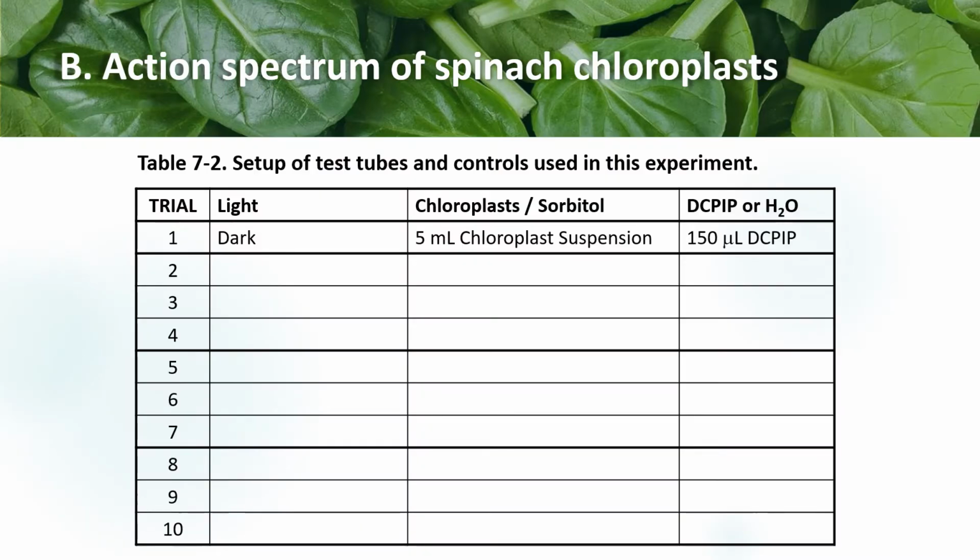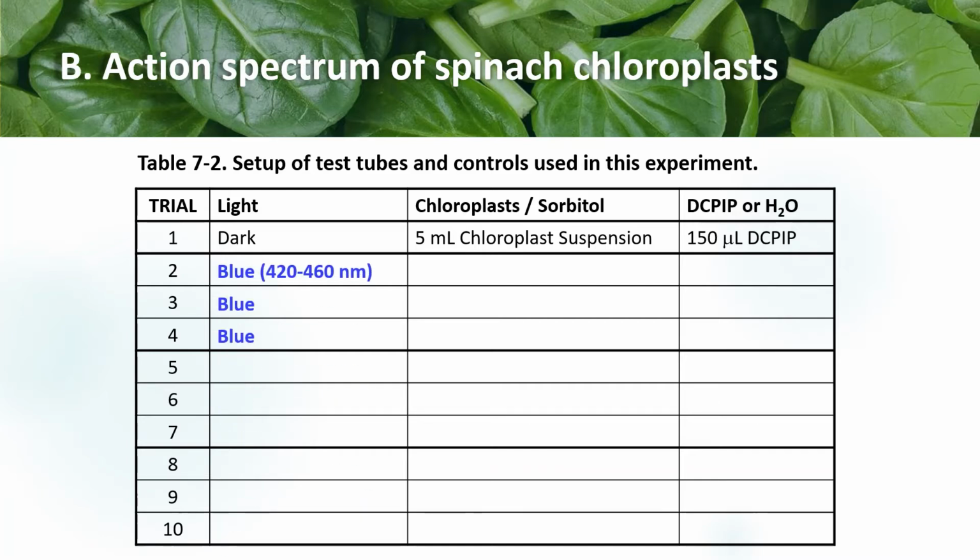So here's our experimental setup. We're going to have 10 test tubes. The very first one is going to be a control. There's going to be no light on it, so we want to see that photosynthesis does not occur when we put our test tube in the dark. So this is going to have 5 milliliters of chloroplast suspension and 150 microliters of our reagent DCPIP.